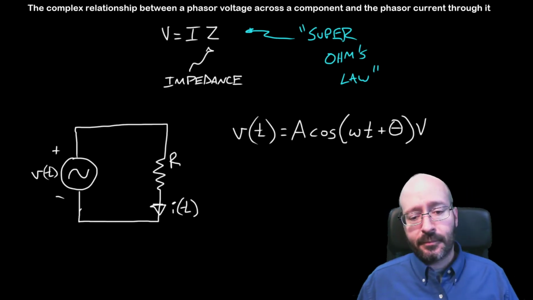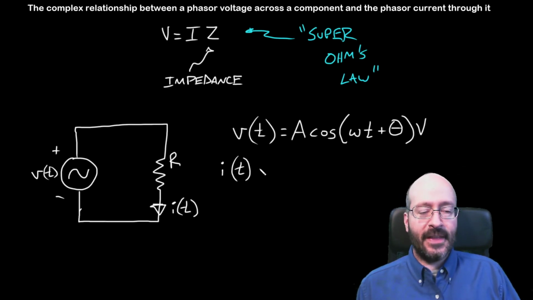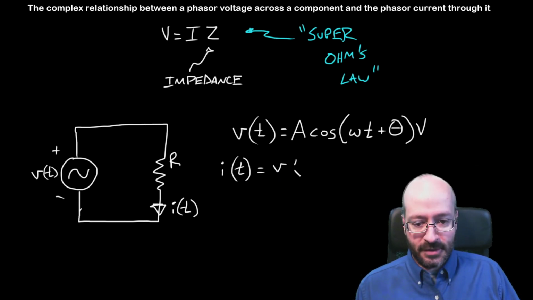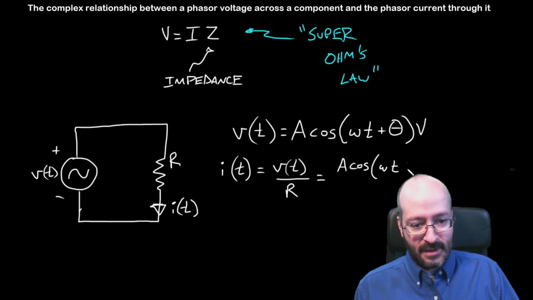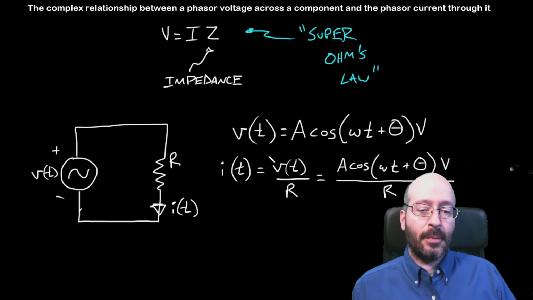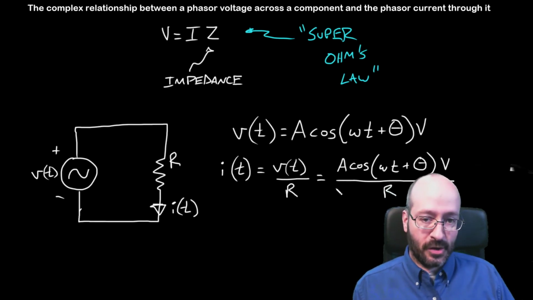Okay, so if I want to find this current, this one's going to feel silly, but it's going to lay the groundwork for the next 2. If I want to find that current, I have to use Ohm's law, right? So the current is the voltage divided by the resistance. So I can plug that all in and say A cosine omega t plus theta, that's in volts, and I'm dividing by R. So nothing too crazy there, but now I have an expression for the voltage, and I have an expression for the current.